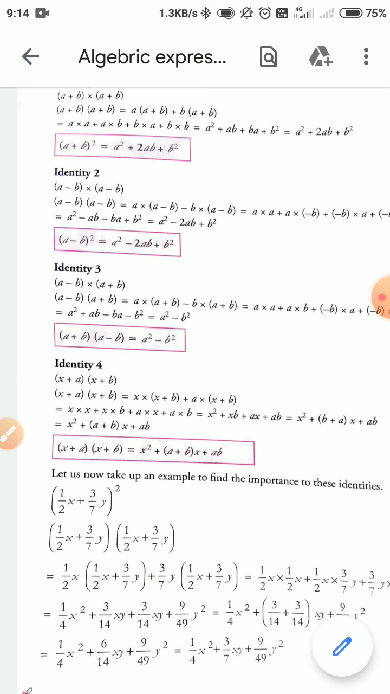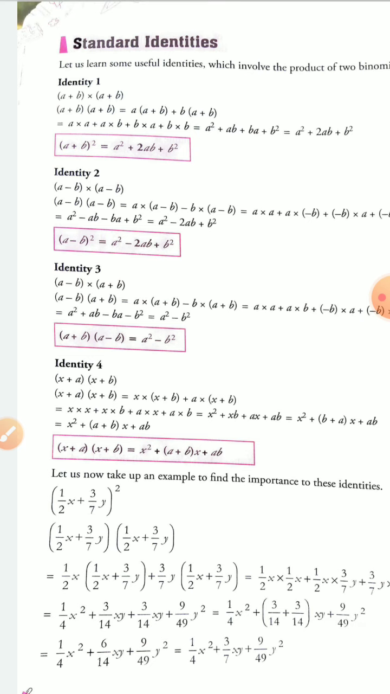So in the next class we will be discussing doubts, and we will start with our new chapter, that is factorization. If you want to understand that chapter, you should have a clear vision of this chapter, that is algebraic expressions and identities.